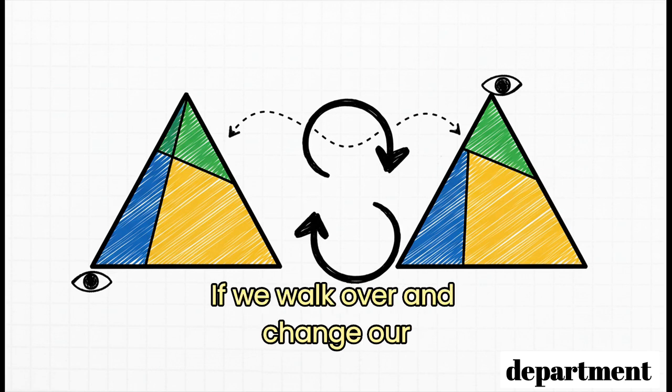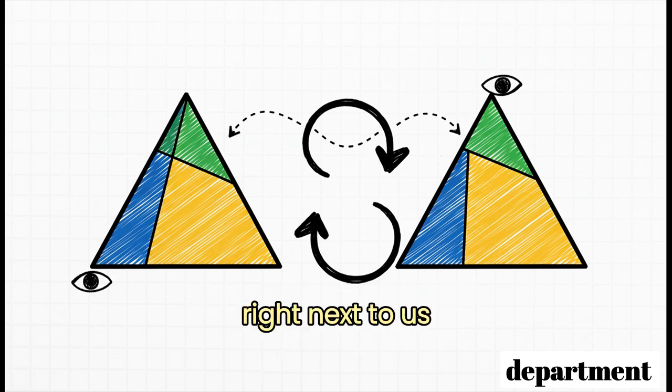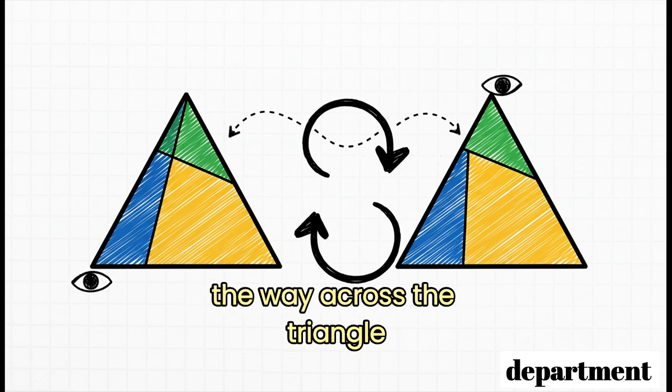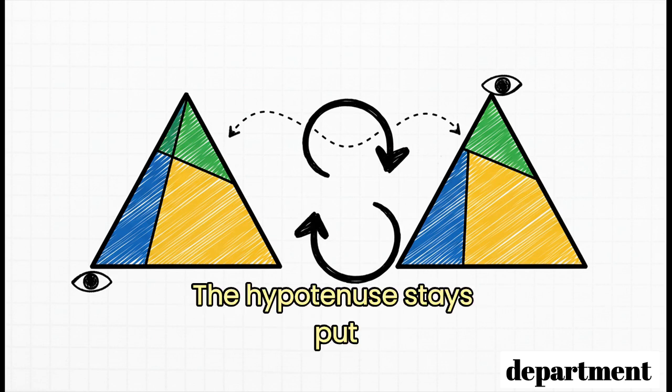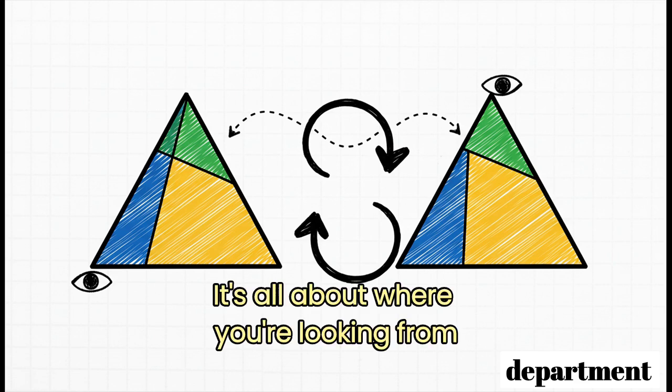Now pay close attention, because this is probably the most crucial idea in all of basic trigonometry. If we walk over and change our perspective to the other angle, angle B, the labels completely swap. What was the opposite side is now right next to us, so it becomes the adjacent. And what was adjacent is now all the way across the triangle, so it becomes the opposite. The hypotenuse stays put, but the other two are totally relative. It's all about where you're looking from.